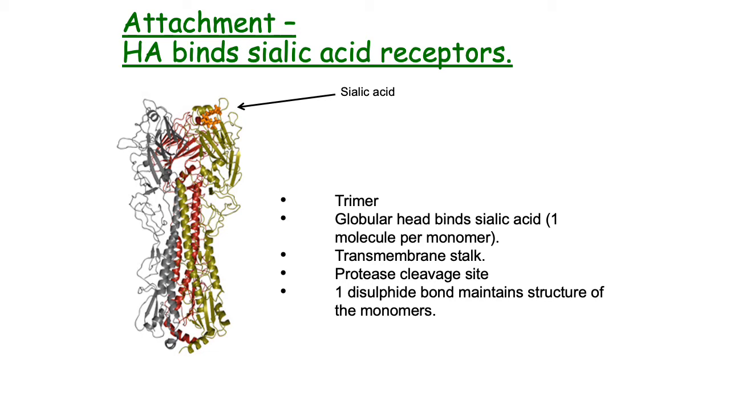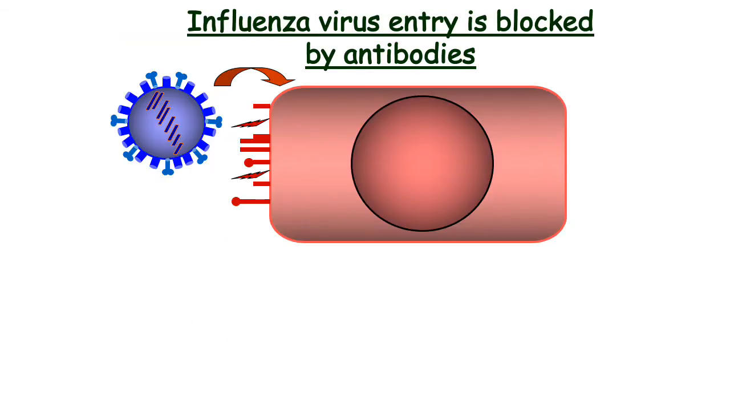So, yeah, these are called type 1 fusion proteins, or class 1 fusion proteins, sorry. And, yeah, they all kind of work the same way. Pretty neat. Okay, and so this protein will have a transmembrane stalk, just like you would expect. All right, so you can block the flu virus with antibodies.